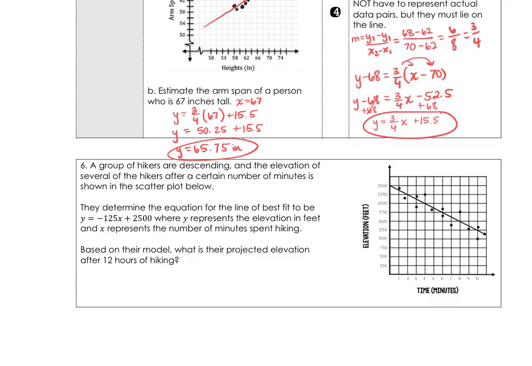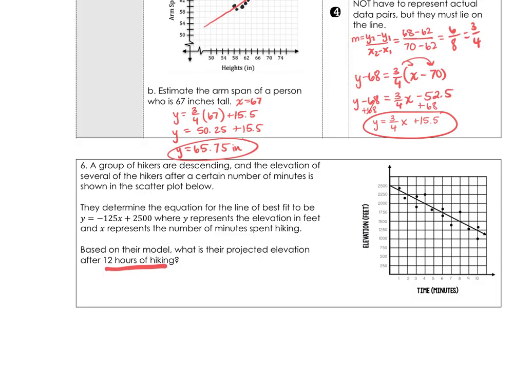A group of hikers are descending, and the elevation of several of the hikers after a certain number of minutes is shown in the scatter plot below. They determine the equation for their line of fit to be y equals negative 125x plus 2,500, where y represents the elevation in feet and x represents the number of minutes spent hiking. Based on their model, what is their projected elevation after 12 hours of hiking?